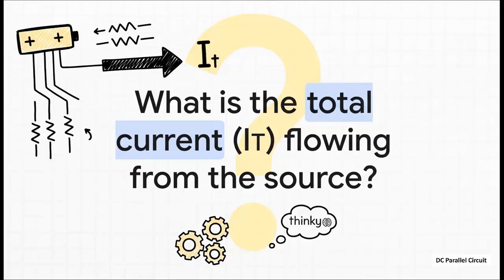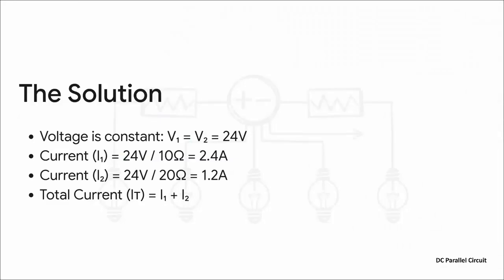Now, an engineer would look at this and just break it down using the rules. We know the voltage, we know the individual resistances. So where do you even start? Okay, let's just walk through this using our rules. First, rule number 1, voltage is constant. So both resistors get the full 24 volts.